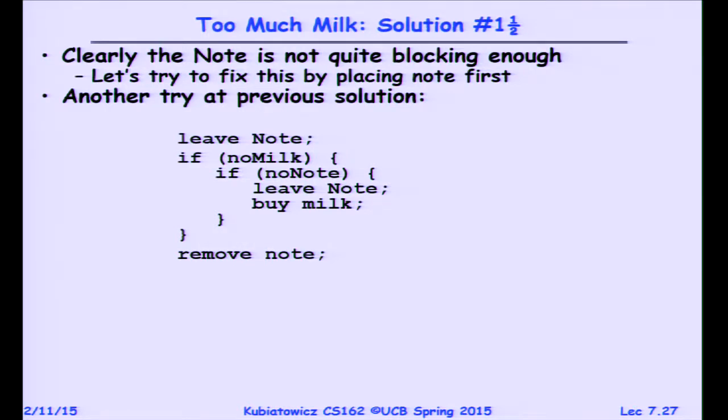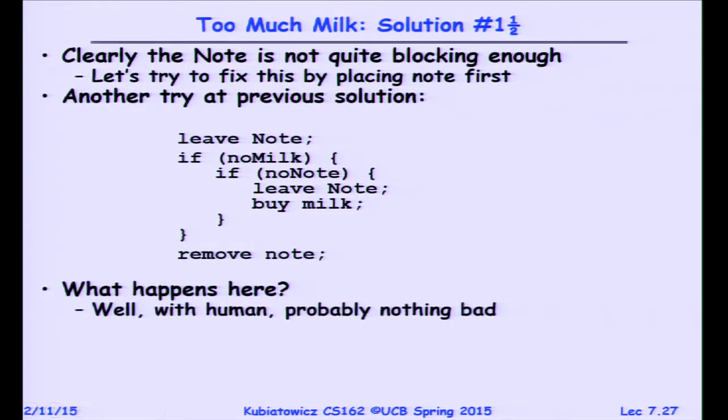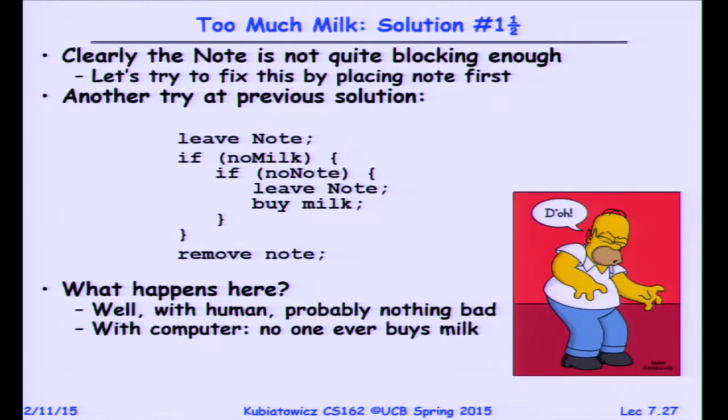Yeah, you could block yourself. Essentially, what happens is you leave the note, you get in here and you say, oh, if no note, okay, don't do any of that, remove the note. So you never buy any milk at all. So this apparently good solution, you buy no milk. With a human, probably nothing bad happens, but with a computer, nobody ever buys milk.